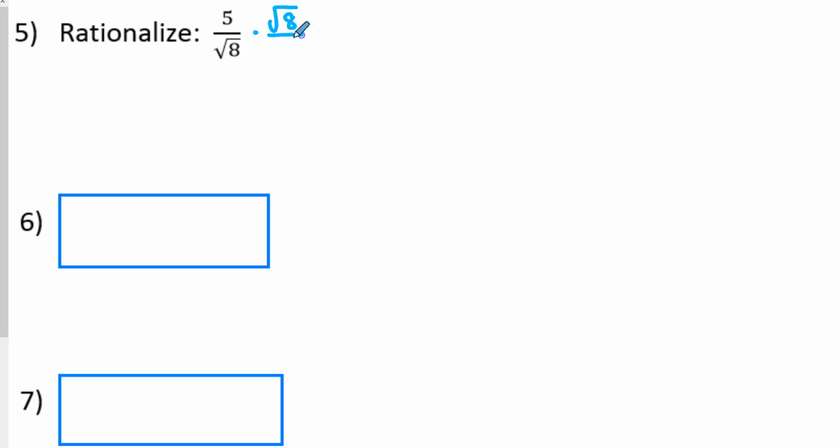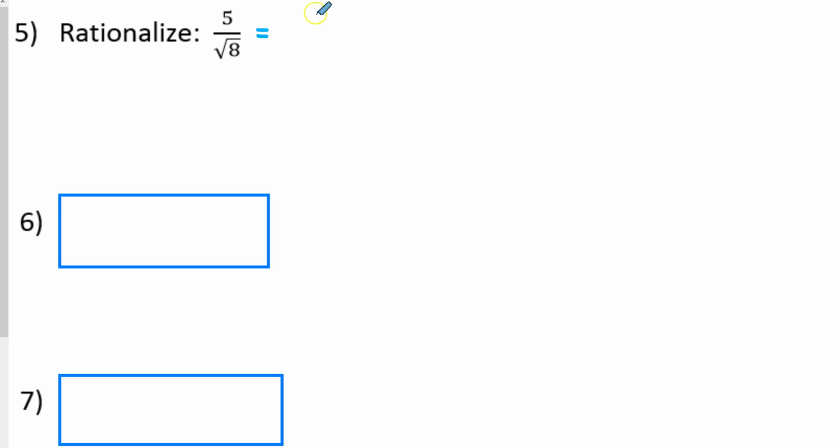Now, a lot of people might think, well, okay, I should multiply the top by square root 8 and the bottom by square root 8. Well, that's not wrong, because what you're doing is just multiplying by a special form of 1, right? That's just a big old 1. But if you use square root 8, it's actually not as efficient as you could be. So I'll show you what I would do instead.